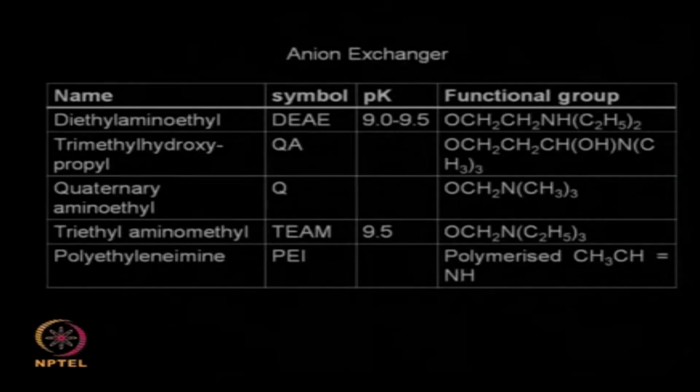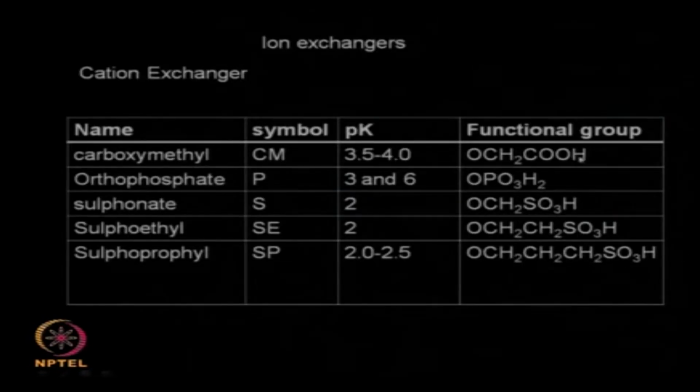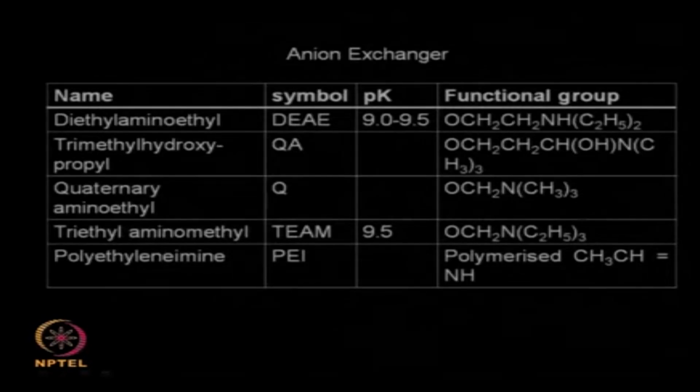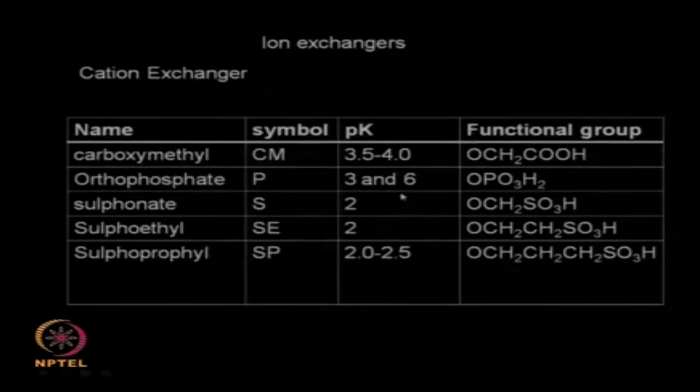Suppose we are looking at anionic, we can use diethylaminoethyl, trimethyl hydroxypropyl, quaternary aminoethyl, triethylaminoethyl, polyethylene imine. So you see a lot of nitrogen containing groups here in most of these. That is how you get the N plus charge, whereas in the previous case we have a lot of OH type groups which give you a negative charge. Again, if you look at the pK values, they are more on the basic side, whereas in the other case they are more on the acidic side.